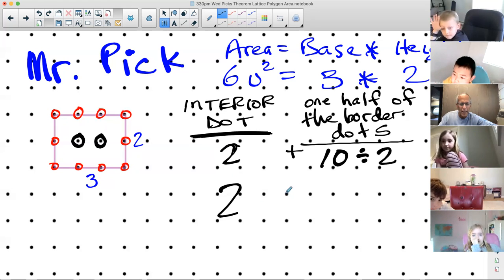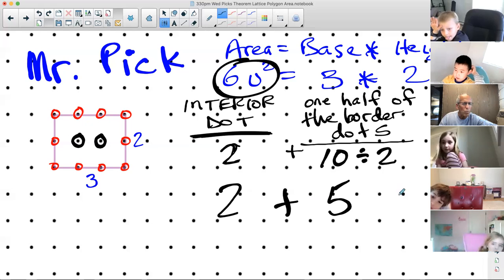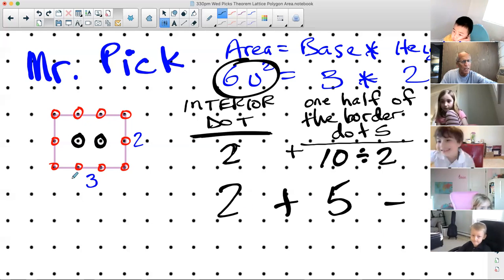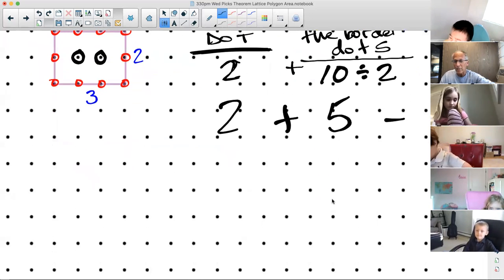But wait a minute. When we add 2 plus 5, do we get our 6? No. So what would we have to subtract to get 6? 1. Interesting. And guess what Mr. Pick thought about this? He thought this was very interesting too.